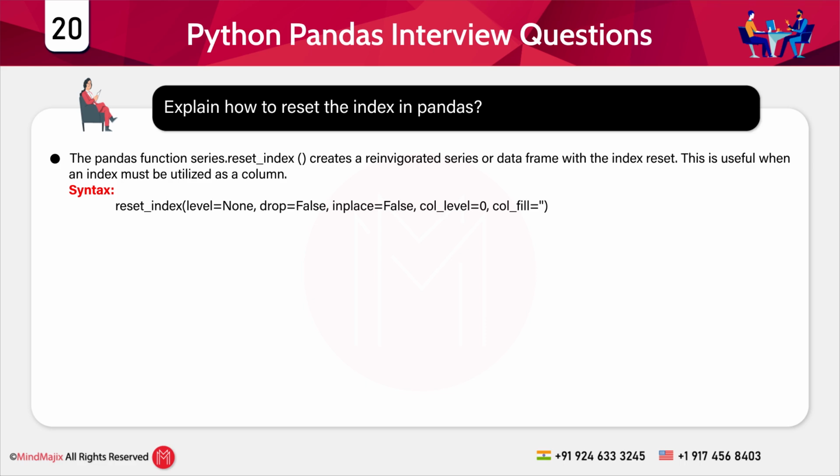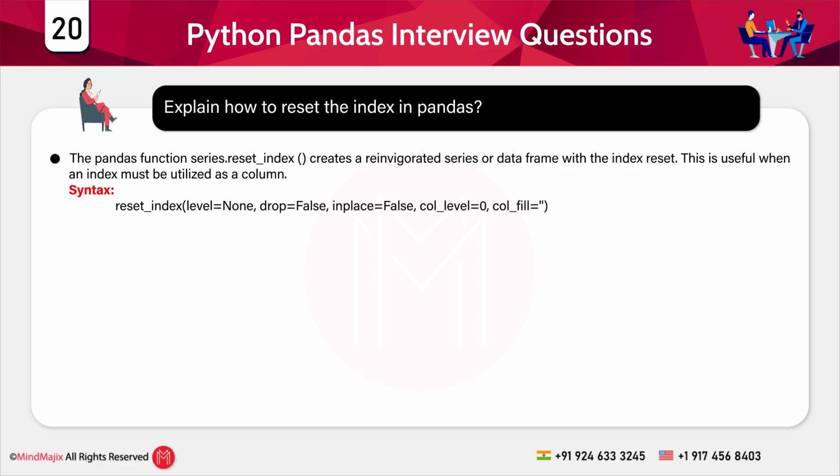Now, if you talk about the syntax, in reset_index you have level, which is None by default, then drop true or false, inplace true or false, col_level 0, and col_fill empty. For level, you can have an integer, string, tuple, or list, and only the specified levels are removed from the index. By default, all levels are removed. For drop, the default value is false, because inserting the index into data frame columns is not recommended. So this returns the index to its original integer value.